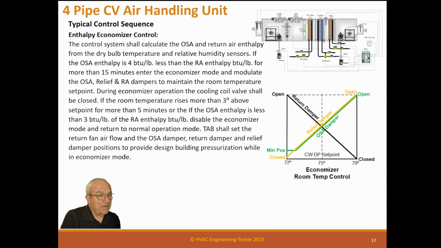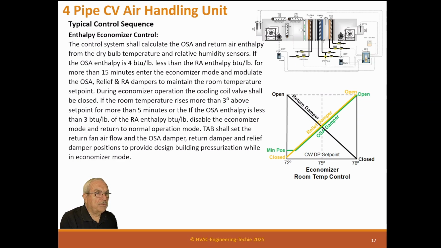Now, the one thing about humidity sensors is they get out of calibration much quicker than temperature sensors. So if you're going to have an enthalpy economizer, you need to calibrate your sensors at least every 6 months. If not, you're going to end up wasting energy because they'll drift out, and unfortunately, it's a major component to your calculation.